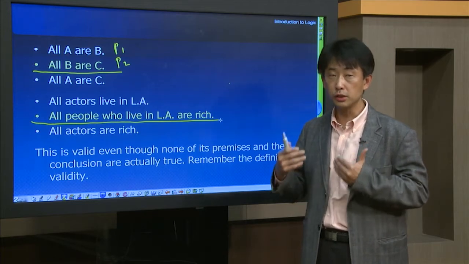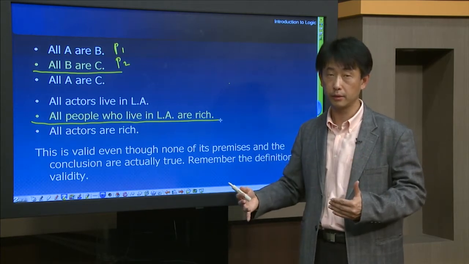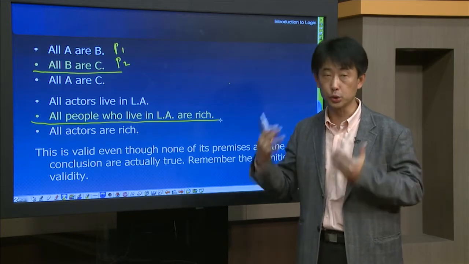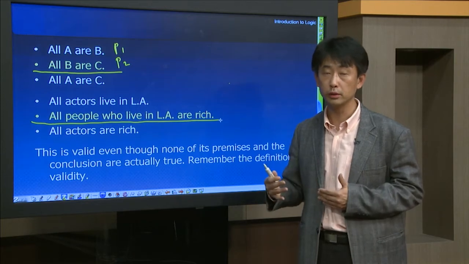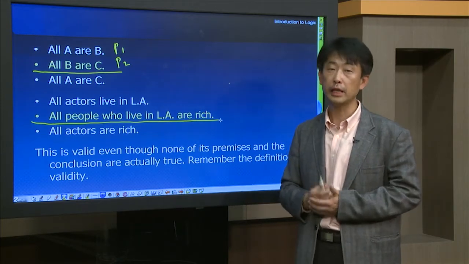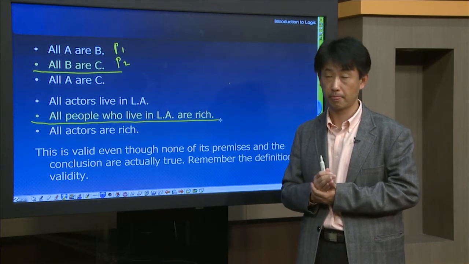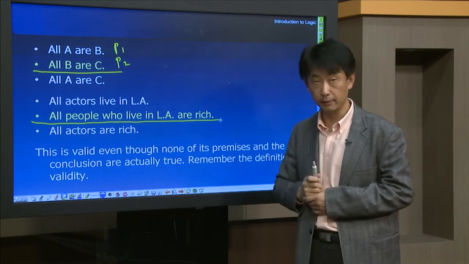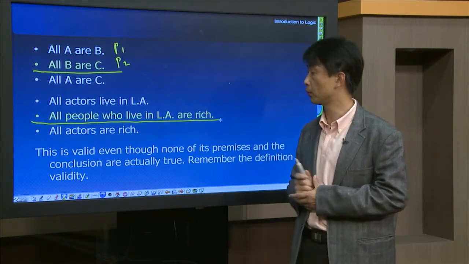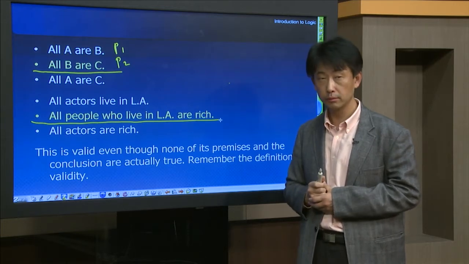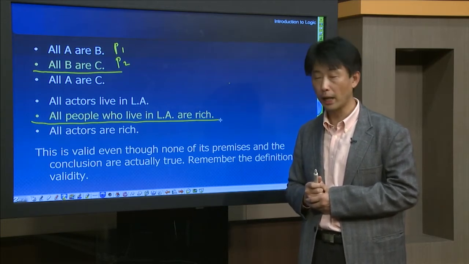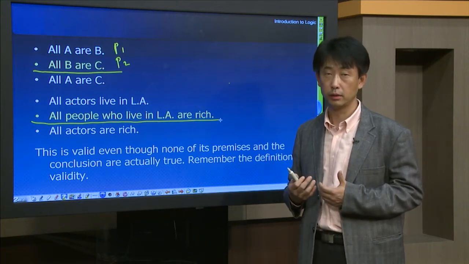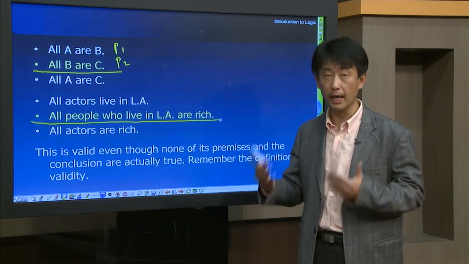Because in order to see if this argument is valid, you have to ask the following question. If the premises are true, is the conclusion necessarily true? That's the question you have to ask. So if all actors live in LA and all people who live in LA are rich, does it follow that all actors are rich? And the answer is yes. That means this argument is valid.